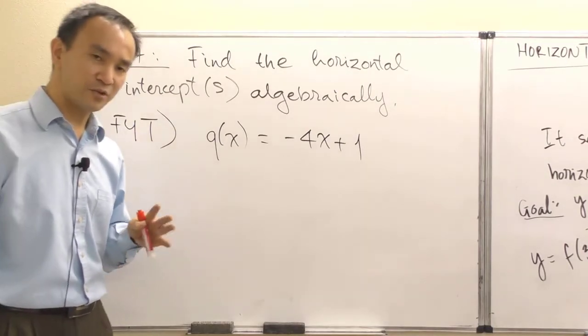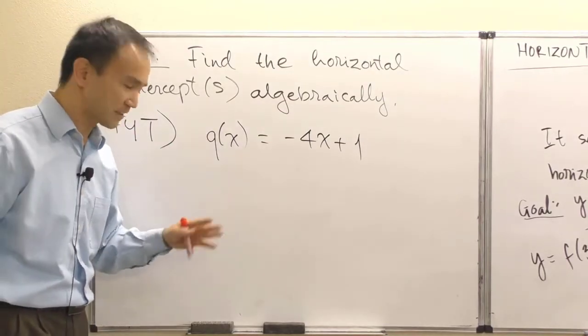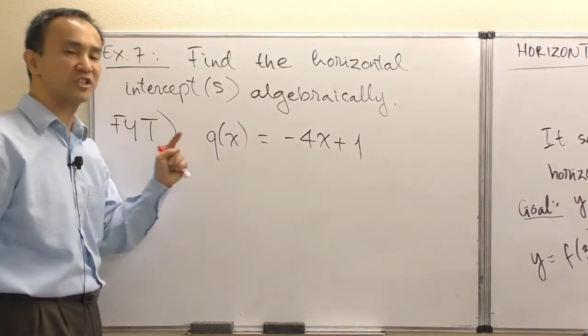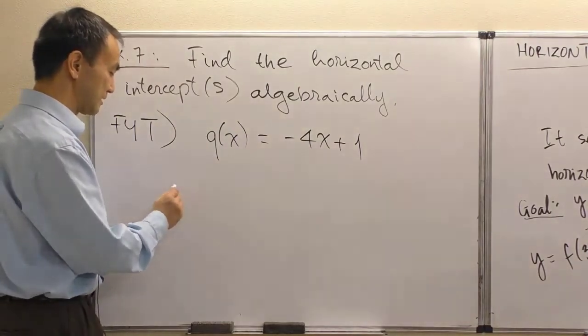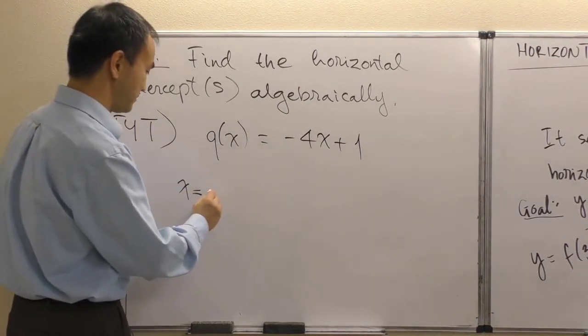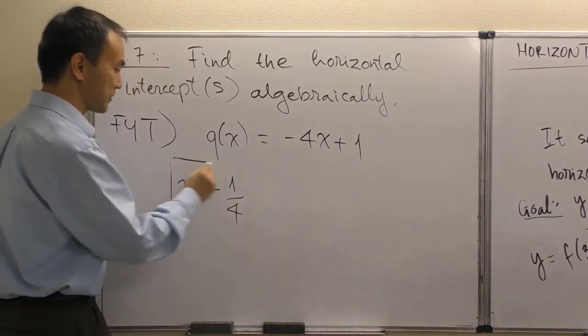Alright, now as you have resumed the video, I assume you already have some answer and showed your steps. In this problem, it's an FYT, so I'm not going to show the steps anymore. I will just show the final answer. So that horizontal intercept is x equals negative 1/4, as a fraction.